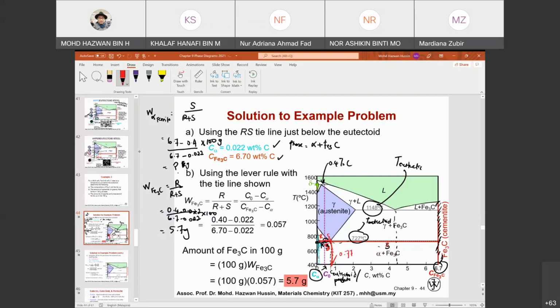Okay, so now it's still given 100 grams of austenite. The initial thing: you have austenite that forms alpha plus perlite.